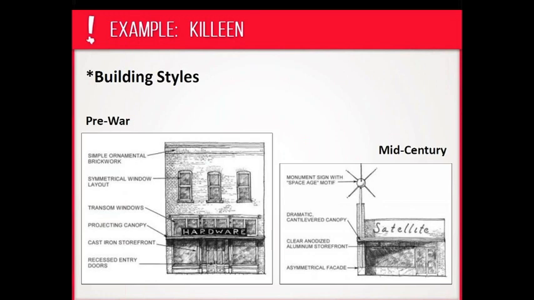Before creating design guidelines, Killeen undertook a historic resources survey where they identified that their downtown is essentially split into two general styles: pre-war, some may call this Victorian, and mid-century. Each style has very distinctive and different character-defining features, but both are equally as important to the district as a whole and historic in their own right.